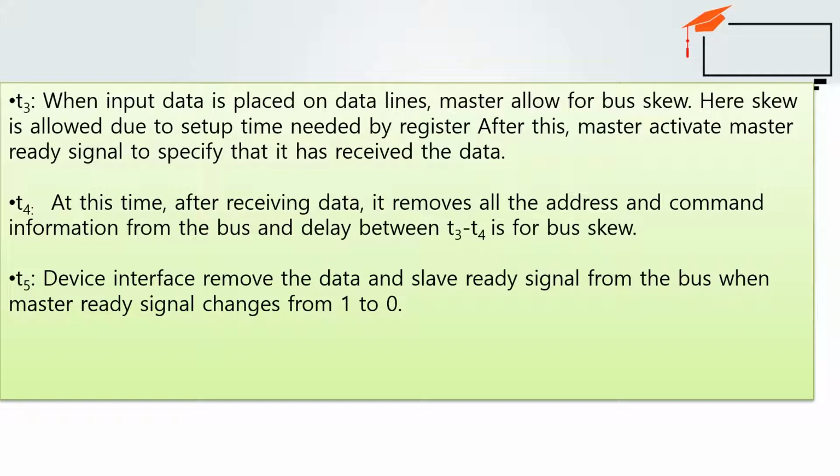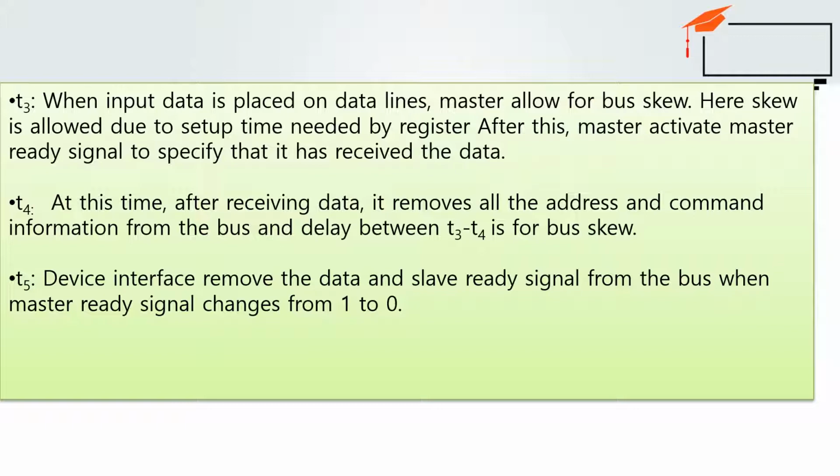T3. When input data is placed on the data lines, the master allows for bus skew. Here skew is allowed due to the setup time needed by the register. So this delay is equivalent to the maximum bus skew plus the minimum setup time, and the master loads the data into one of the processor registers. After this, the master deactivates the master ready signal to specify that it has received the data.